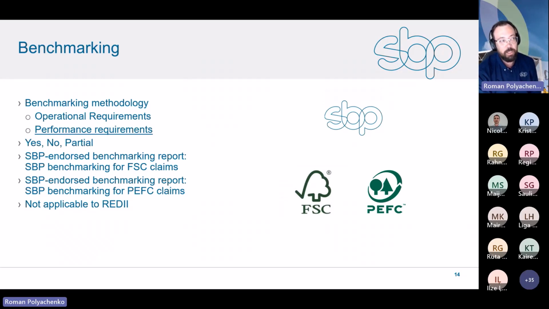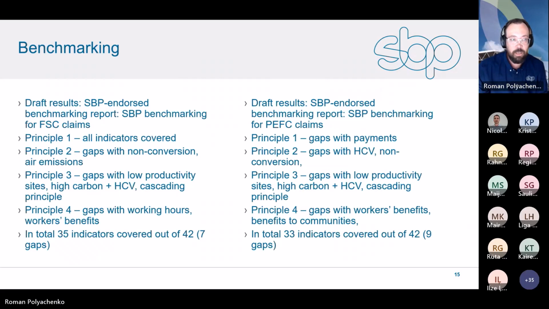So here, the scheme, the SBP, we cannot include it in our benchmarking processes, but we expect that the market, the biomass producers, will still use FSC and PFC claims when they address the risks related to RED 2. It will probably not be limited to only sourcing FSC and PFC, but we believe that claims of those systems can also be used for RED 2, but we cannot formally include it in our normative framework.